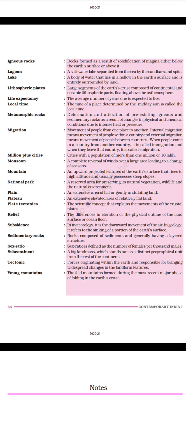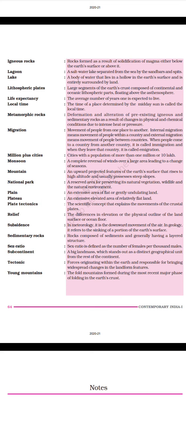Million plus cities. Cities with a population of more than 1 million or 10 lakh. Monsoon, a complete reversal of winds over a large area leading to a change of seasons. Mountain, an upward projected feature of the earth's surface that rises to high altitude and usually possesses steep slopes. National Park, a reserved area for preserving its natural vegetation, wildlife, and the natural environment.